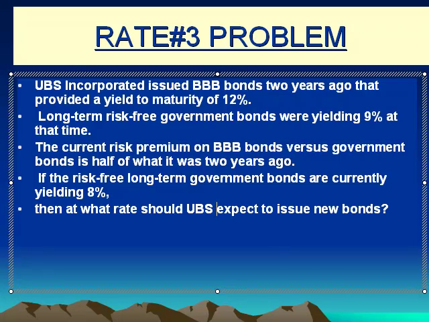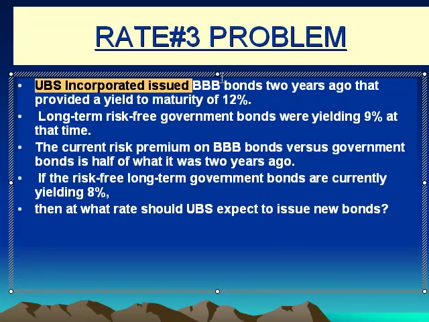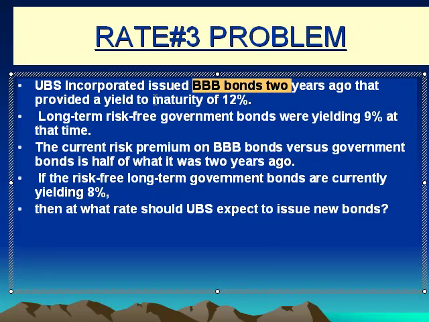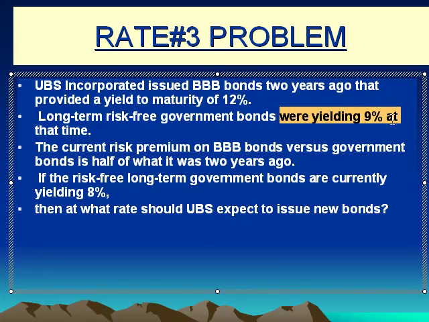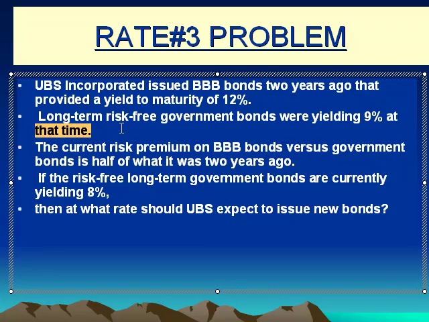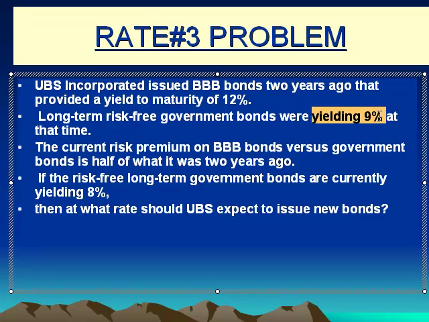So UBS issued BBB bonds 2 years ago. It provided a yield to maturity of 12%. Long-term government bonds were giving us 9% at that time. Long-term risk-free means that if you invest in the government bonds, you will get a guaranteed 9%, no default risk at all. So when a corporation is paying 12%, why is it compensating you that extra 3%? For taking on the risk. That 3%, you're being compensated for taking on additional risk buying corporate bonds.